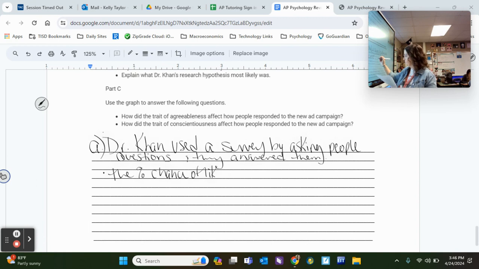What am I writing here? Likelihood of purchasing dog toy. All right, and last part of A. Big 5 theory of personality. Agreeableness and conscientiousness are 2 of the big 5 traits. That's it.